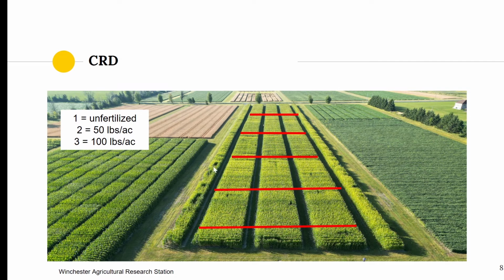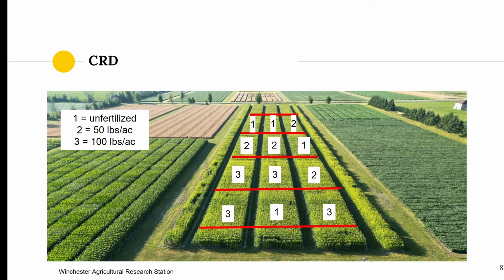And in a completely randomized design, this is what it would look like if I just completely randomly assigned my treatments to my experimental units. Now just notice, unfortunately, what happened in this completely randomized design: my treatment number 3, 100 pounds per acre, was all in, let's call this the south end of the field, whereas almost all of my treatment 1s and 2s were in the north end of the field.